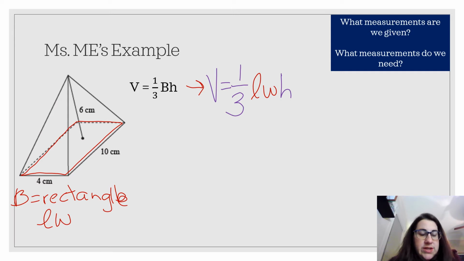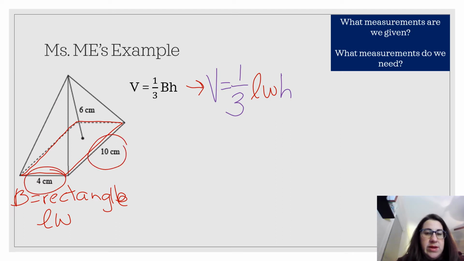So what are the parts here? Well, I know that the length and the width are going to come from my base, so that's going to be the 4 centimeters and the 10 centimeters, and then my height comes from the base. The height of your pyramid is from the base all the way to the tipping point, and a straight line should be 90 degrees. So there technically should be a little square here telling us that that's 90 degrees, but this is going to be your height.